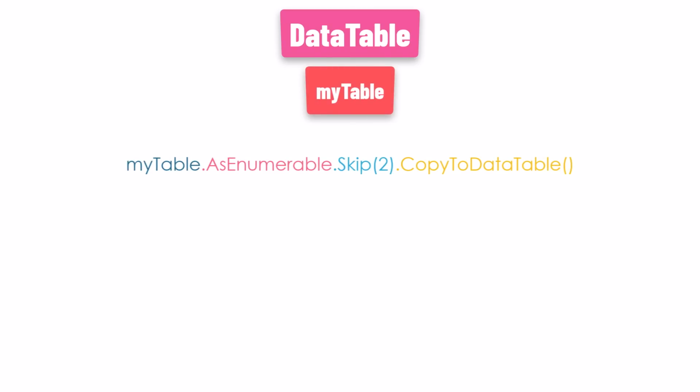Lastly, think about a data table named dt. If our goal is to omit the first 2 rows and grab the subsequent ones, here's how we do it. Once again, the skip method comes to our rescue, combined with the copy to data table method to convert our output sequence back into a data table. So, the output of this query is also a data table that contains all rows from my table except the first 2 rows.